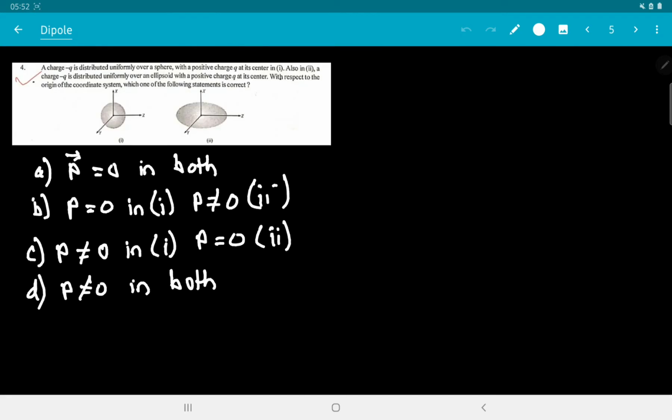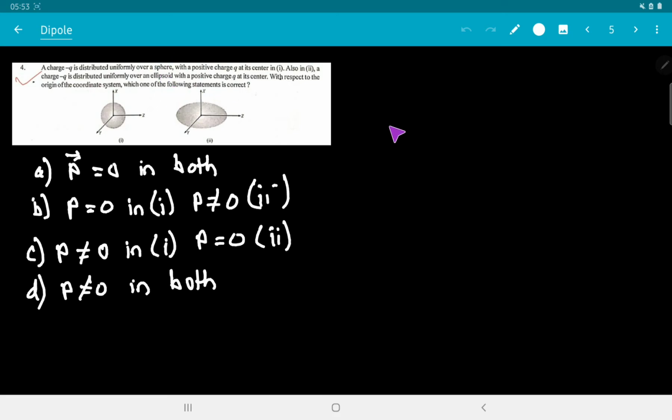Okay, let us see another example. In this example, they have given a minus q charge which is distributed over this sphere, where a positive charge q is placed at the center, and there is a negative charge distributed over this ellipsoid, and here also a positive charge is placed at the center. Now, with respect to the origin of the coordinate system, which of the following statements is correct?